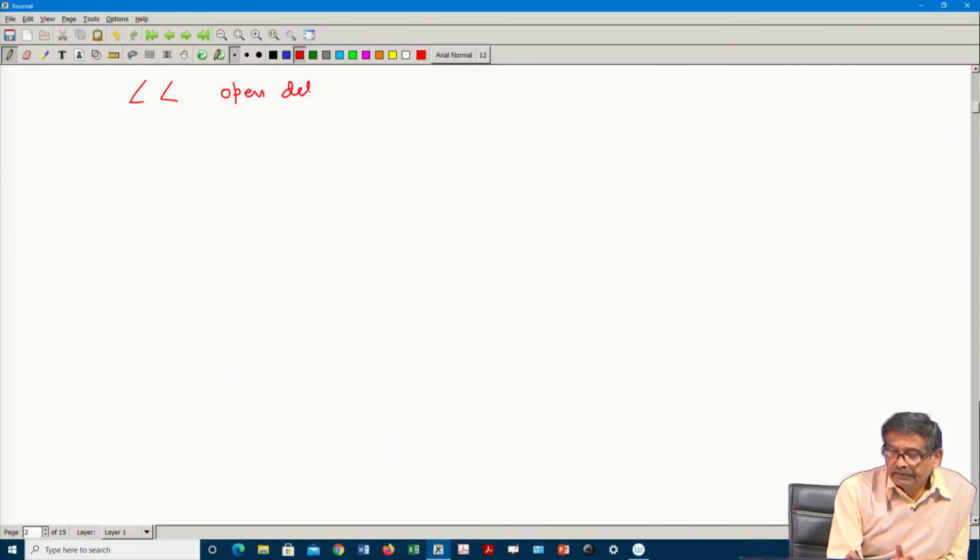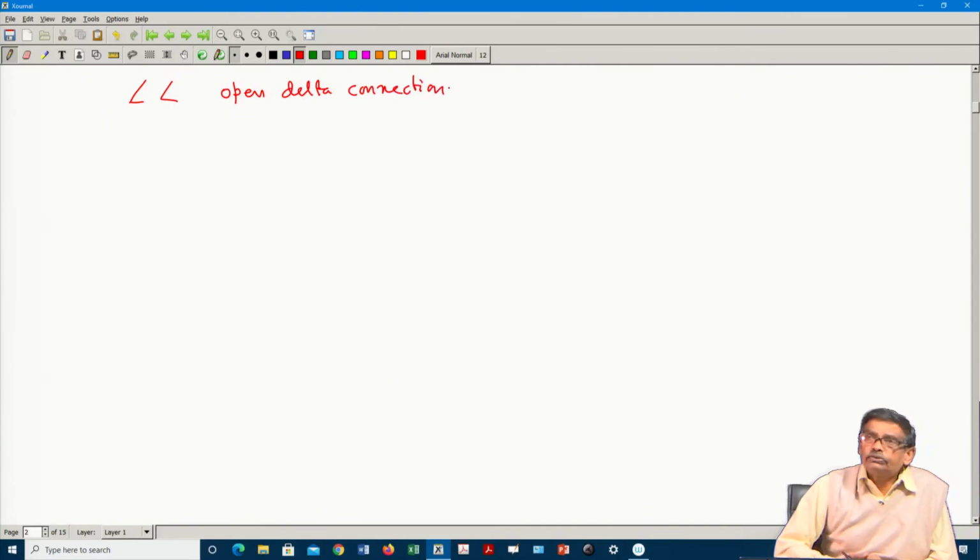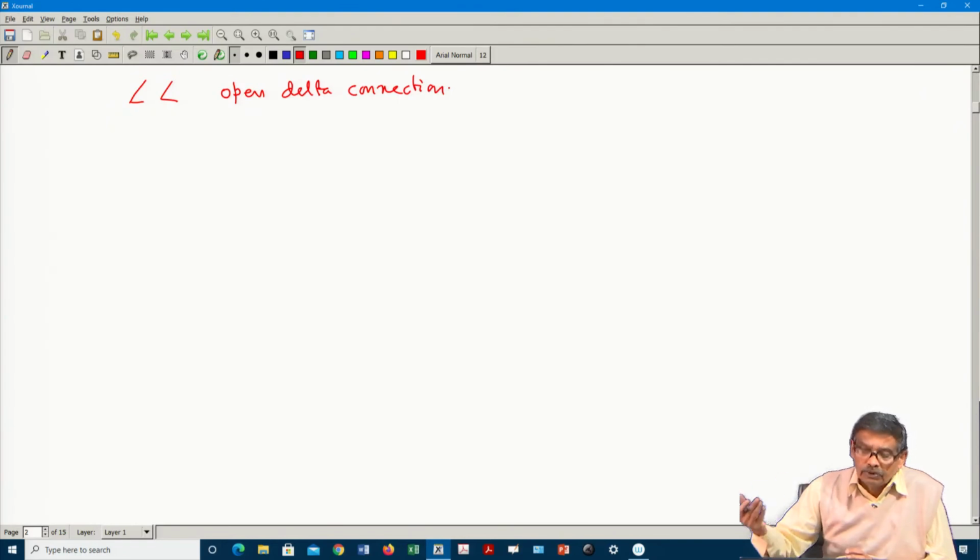Open delta connection. Open delta connection, as you know, requires only two single phase transformers in order to transform a balanced three phase voltage from one level to another balanced three phase voltage level.